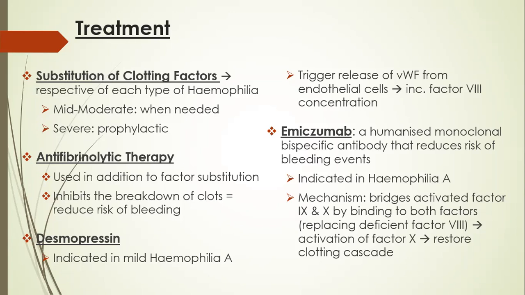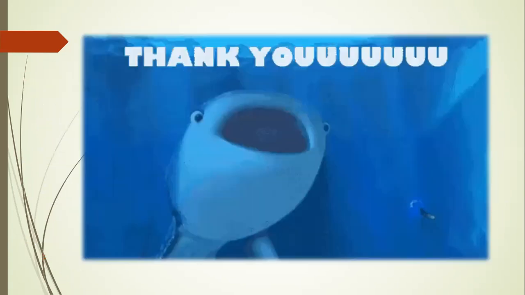Emicizumab, I don't know how to pronounce that word, but it's a humanized monoclonal bispecific antibody that reduces the risk of bleeding events. It's indicated in hemophilia A, and its mechanism is that it bridges the activated factor 9 and 10 by binding to both factors, thereby replacing the deficient factor 8. And this activation will restore the clotting cascade.